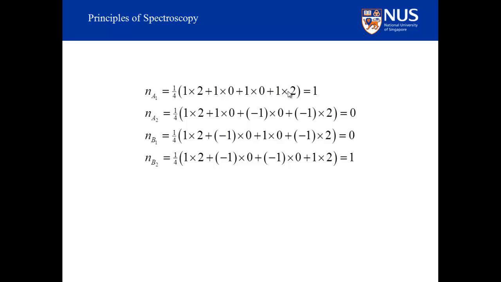This sums to 1/4 of 2 plus 0 plus 0 plus 2, which sums to 1. This process is repeated for all the irreducible representations of the point group. Note that this process reveals that our representation for the basis set delta 1, delta 2 is composed of two irreducible representations, that is A1 and B2. This is exactly the result we identified by inspection.